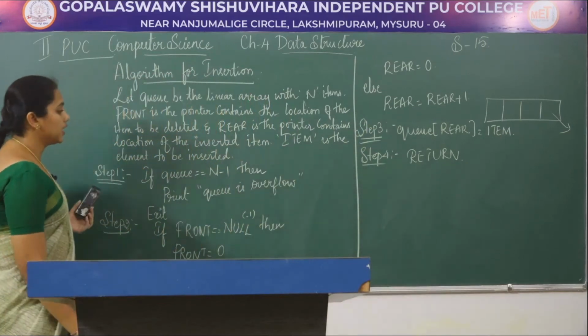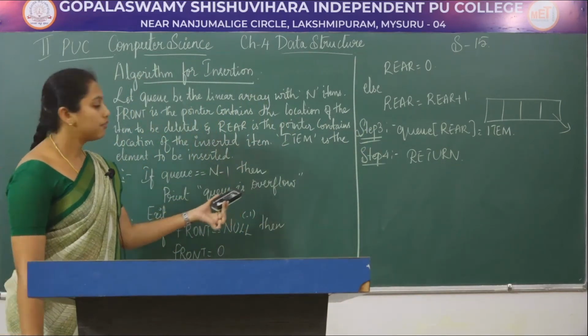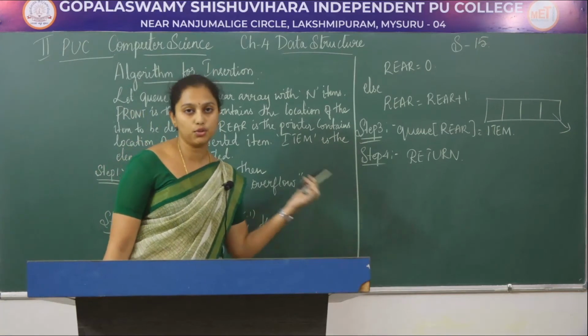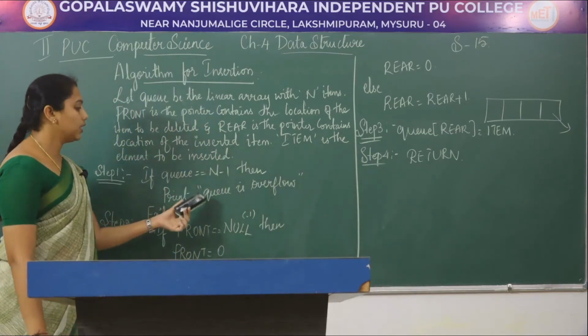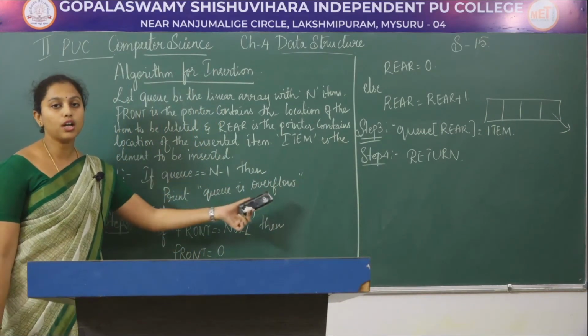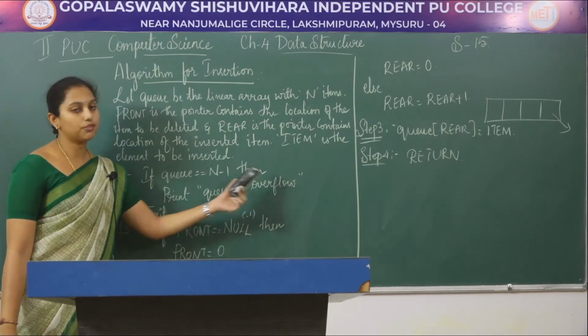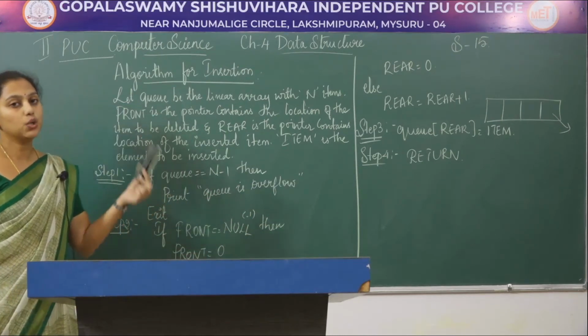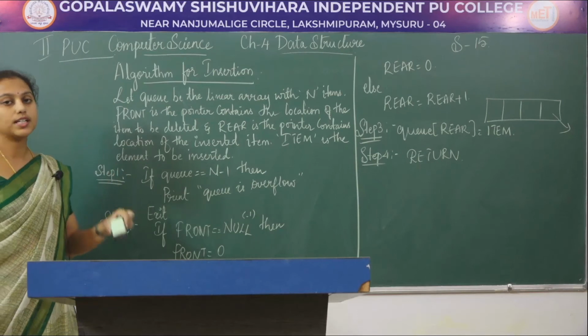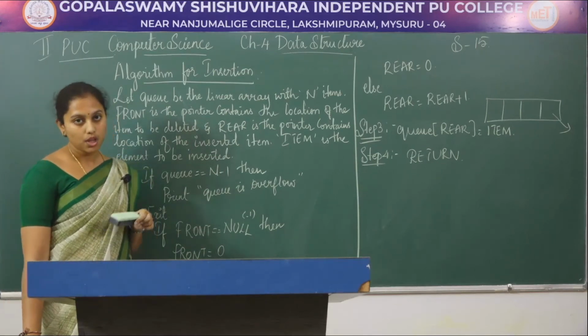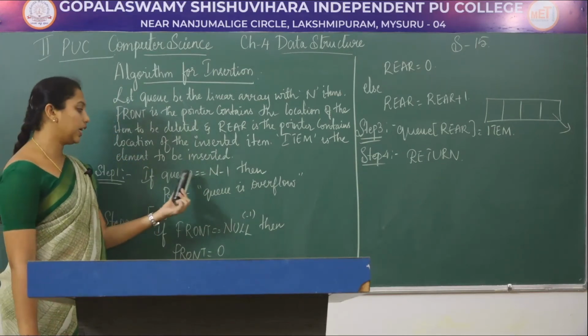So what is the first step? First step is to check for overflow condition. That is whether the queue is full or it is in overflow state. So if the queue is already full, we cannot insert an item into the queue. So for that we are checking for the condition.